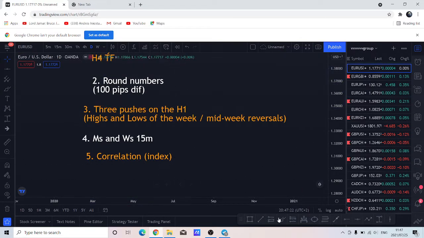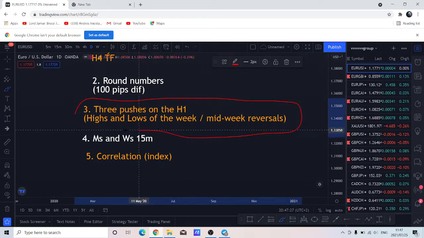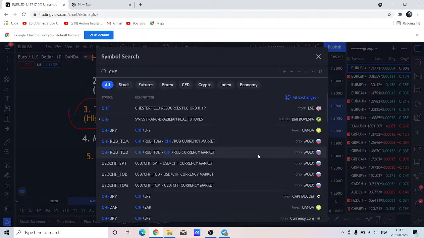Now we need to look at this. 3 pushes on the H1. Those 3 pushes give us a midweek reversal in most cases. Sometimes they give us an early midweek reversal, which is the same thing as highs and lows of the week. Yeah, so let's go back into our charts. CHF JPY.